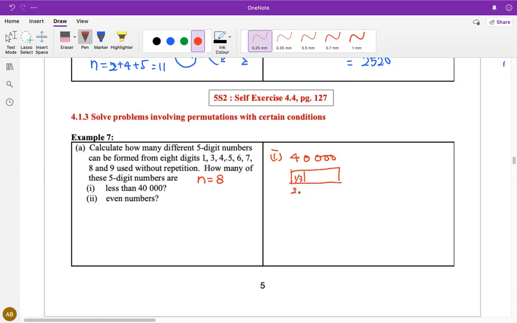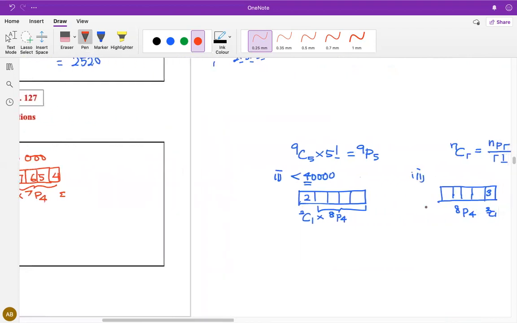So there are 2C1, 2 possible ways to fill in the first digit. Then we have 4 digits left, and we can choose from 7, so 7P4. That means 7 digits can fill in here, then 6, then 5, and 4. Therefore, you use 7P4. We choose 1 from 1 and 3, times 7P4. So that is your answer for number 1.